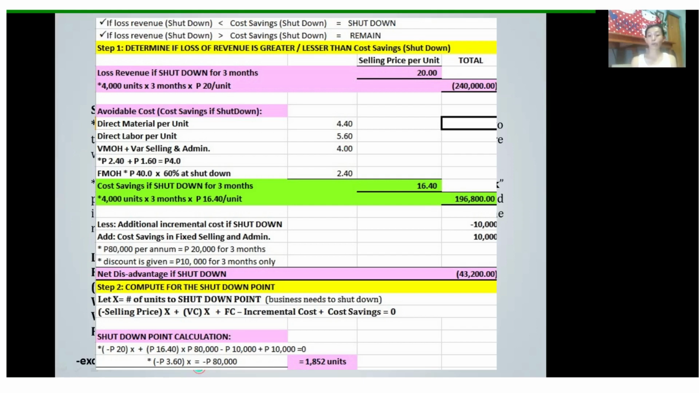So if we deduct the cost savings from the loss of revenue, we will arrive at, okay, we have not deducted yet. So we add the additional incremental cost if shut down, which is negative 10,000.